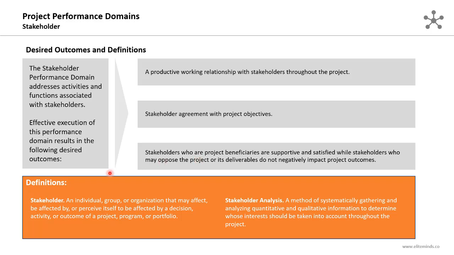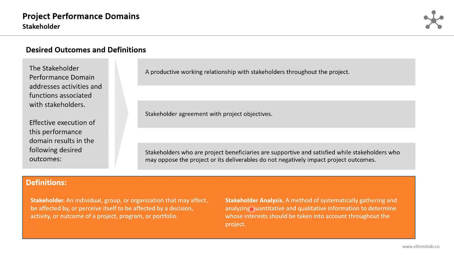So what is a stakeholder? What's the definition of a project stakeholder? A stakeholder is an individual or a group or an organization that may be affected by or perceive itself to be affected by a decision, activity or outcome of a project, program or a portfolio. Any individual or group or organization that might affect or be affected by or perceive itself to be affected by any decision or activity related to our project or program or a portfolio.